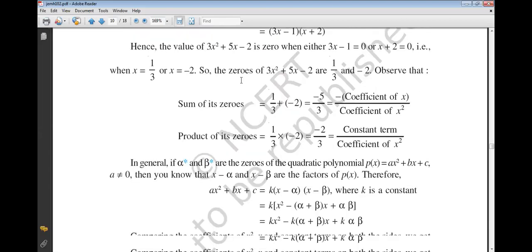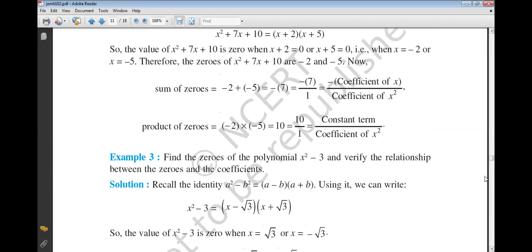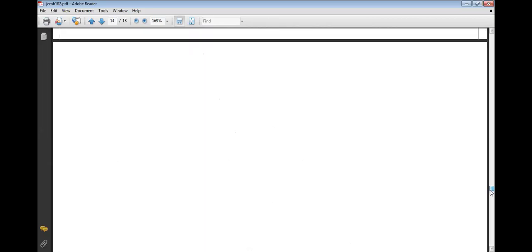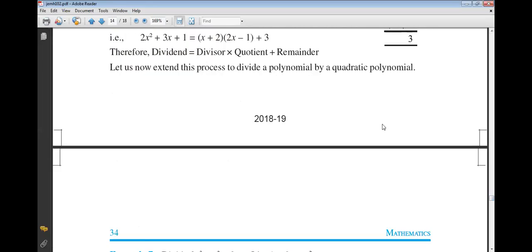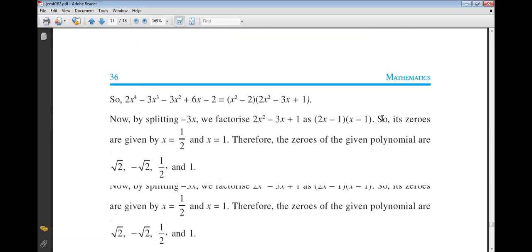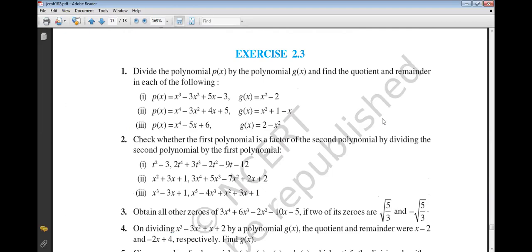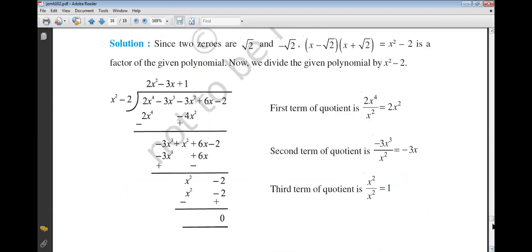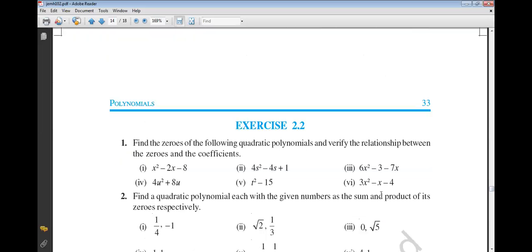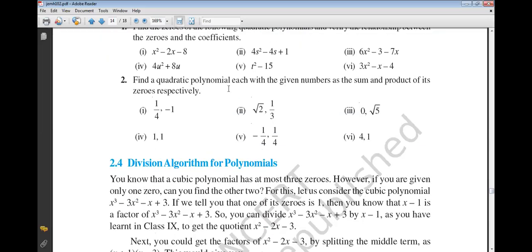And then based on the sum of the zeros and the product of the zeros, you can find the quadratic equation. So yesterday I taught you that if the sum of the zeros is given to you and you are given the product, then you can find the quadratic equation. You can see on the board there is one solution being done.